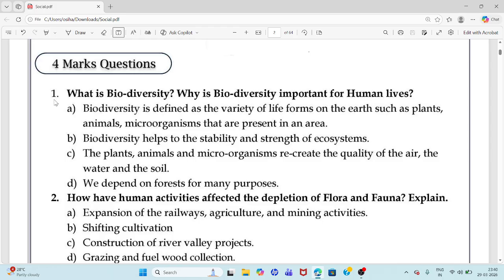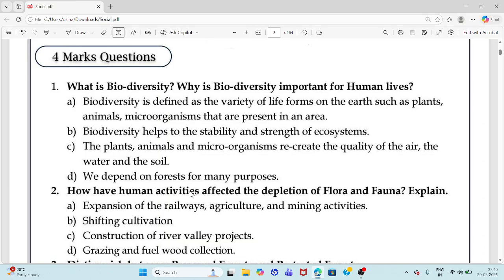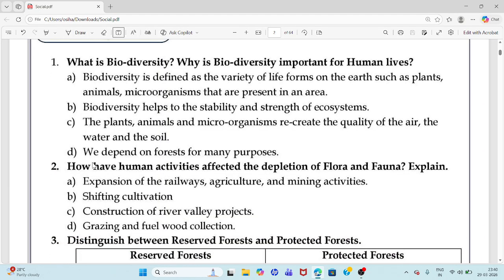First question: what is biodiversity? Why is biodiversity important for human lives? The variety of life forms on the earth, such as plants, animals, microorganisms that are present in an area. Biodiversity helps the stability and strength of ecosystems. Plants, animals, and microorganisms recreate the quality of the air, the water, and the soil. We depend on forests for many purposes. So, you have to write like this.